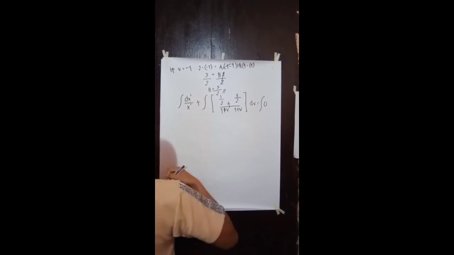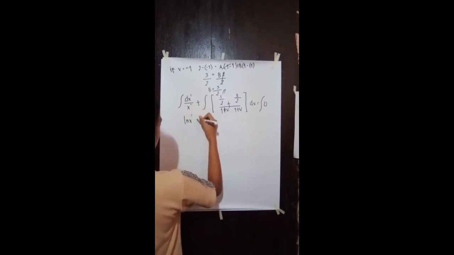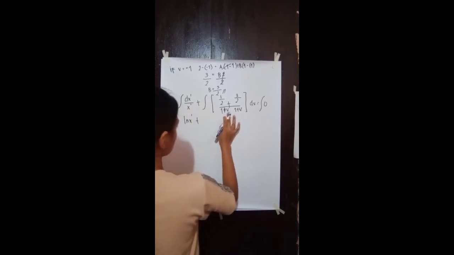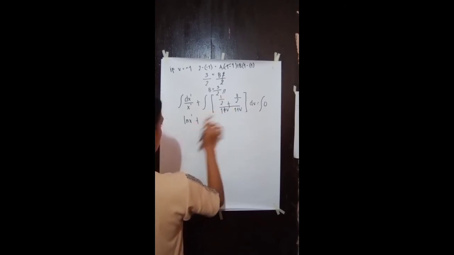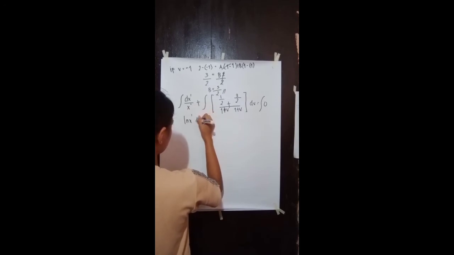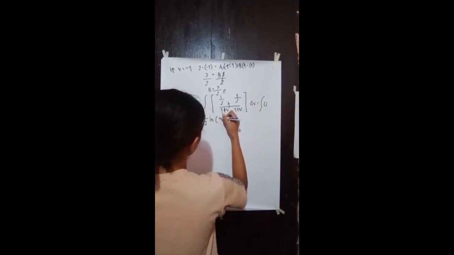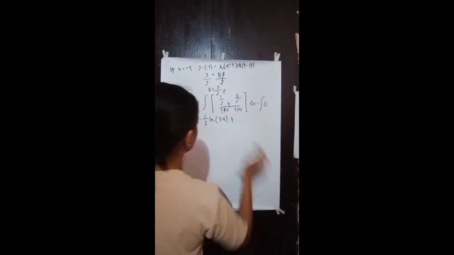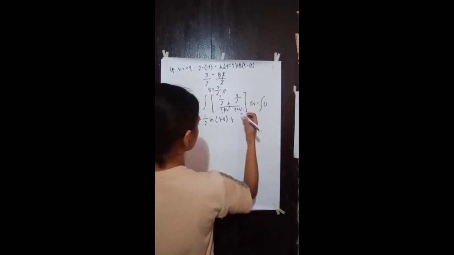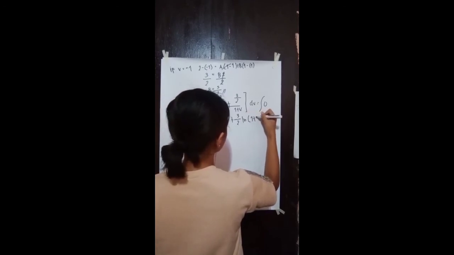Ano ba ang integral nitong mga to? So, alam natin na ang dx prime over x is ln x na siya. Ln x prime plus derivative nito is 1 times 1/2. I mean, minus na pala to. Sorry. Should be minus 1/2 ln x of 1 minus b plus derivative is 1 times 3 over 2 ln x of 1 plus b.